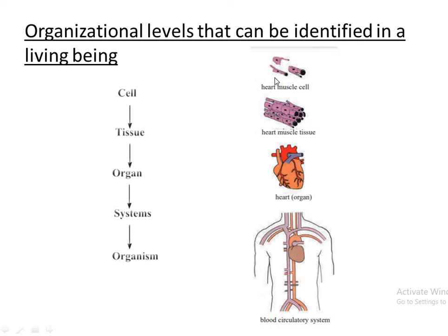So as an example for each, you can take heart muscle cells. A collection of heart muscle cells will form the heart muscle tissue. And then a collection of heart muscle tissues will form the heart. And the heart together with other organs will form the blood circulatory system. This blood circulatory system and all the other systems will altogether form the organism. So this is an example of organizational levels that can be identified in a living being.